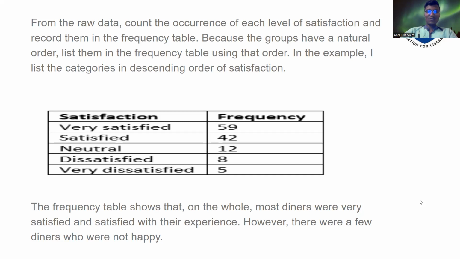Here you can see the very satisfied frequency is 59 times. The frequency table shows that on the whole, most diners were very satisfied and satisfied with their experience. However, there were a few diners who were not happy.